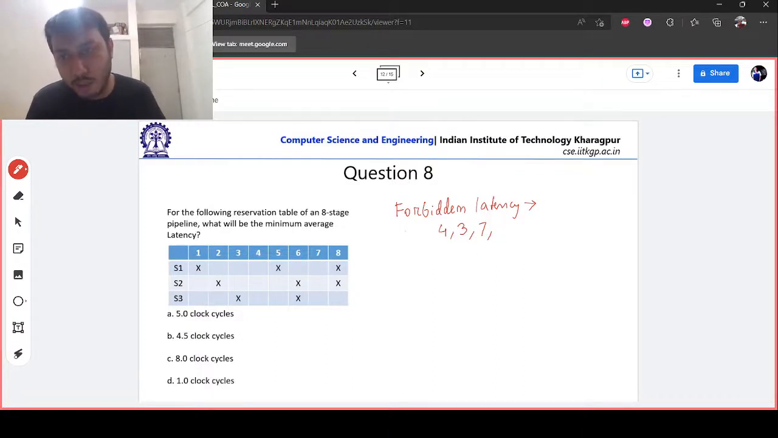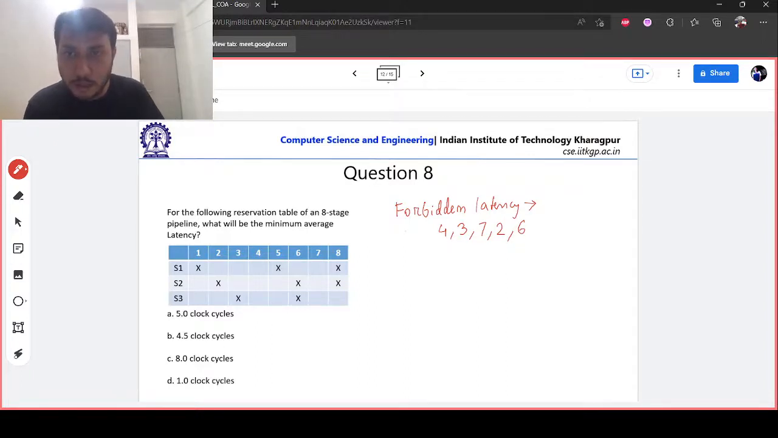Next, for S2, 6 minus 2 is 4. We have already added that forbidden latency. Next forbidden latency is 8 minus 6, which is 2. So 2 has not been added, we will add it here. The other one is 8 minus 2, which is 6. 6 has not been added, we will add it here.